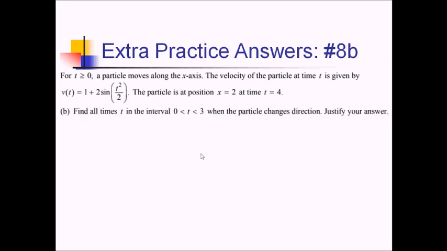For this next part of the problem, we want to find all times in the interval from 0 to 3 when the particle is changing directions, and then justify the answer. Okay, so we're basically asking where velocity is changing from positive to negative or negative to positive. So we're going to start by setting velocity equal to 0 to find those critical values, and we're going to find that on the calculator.